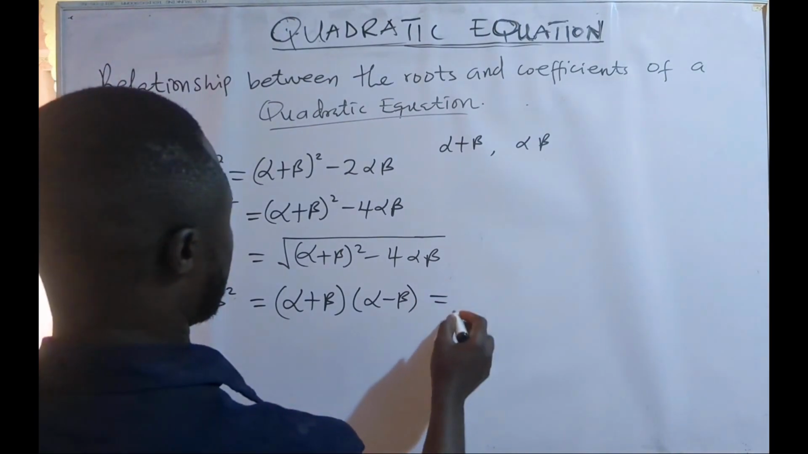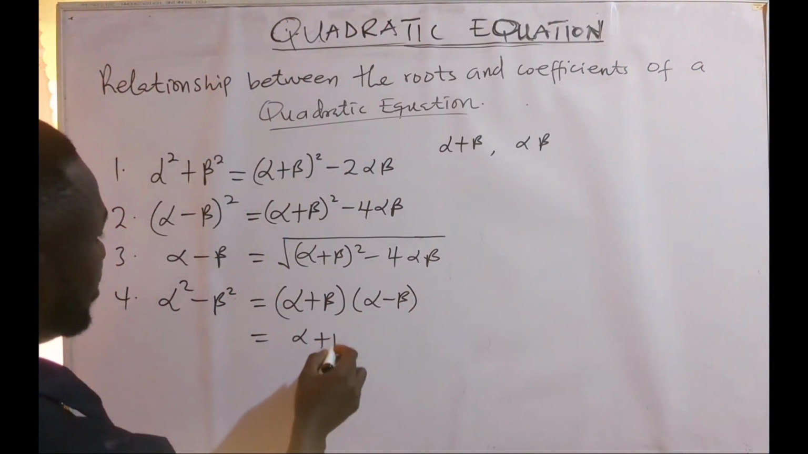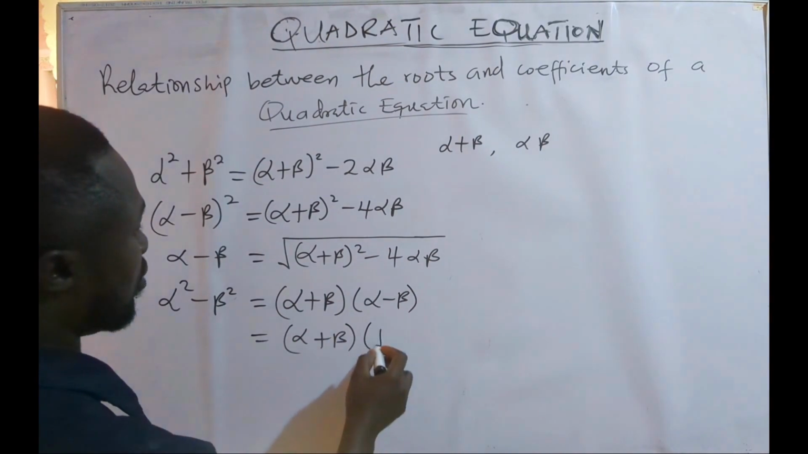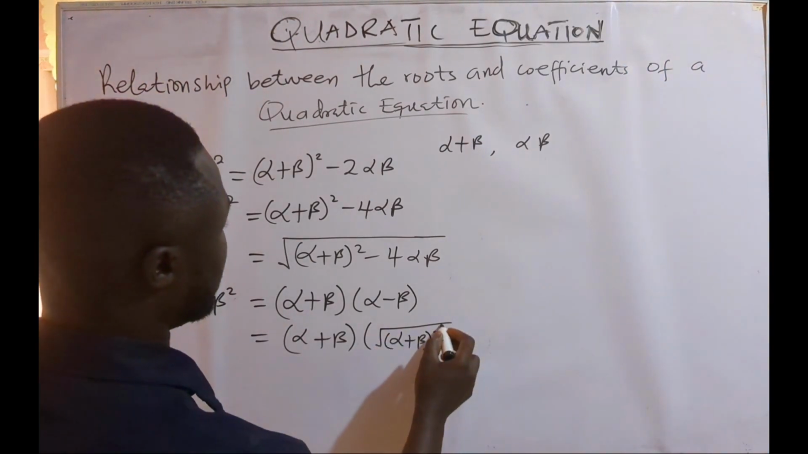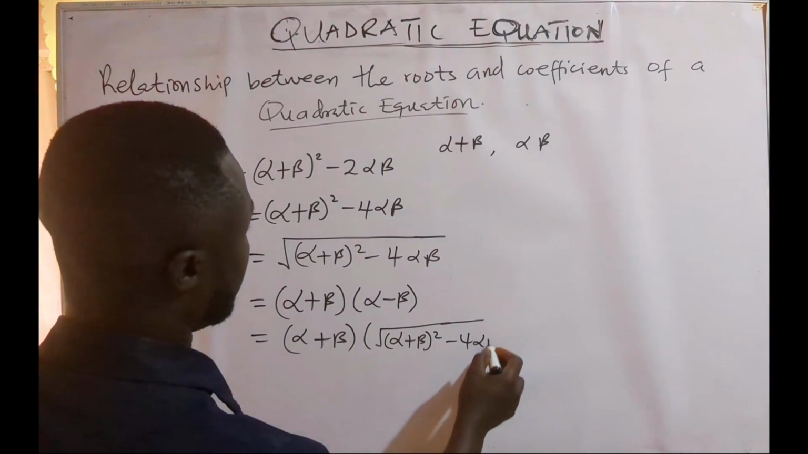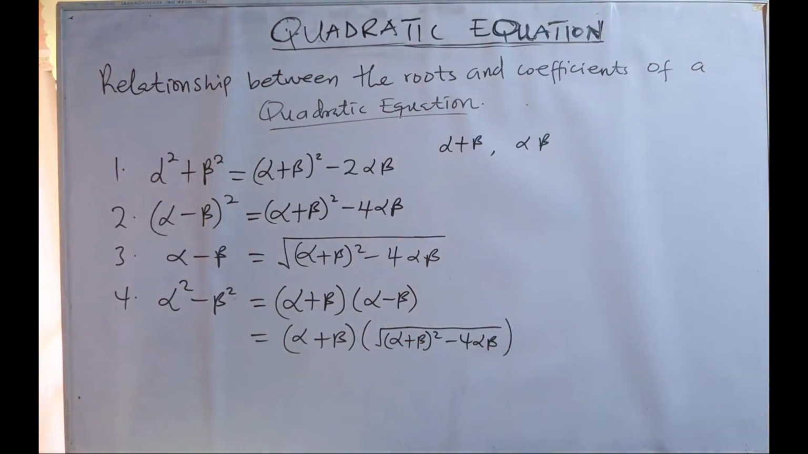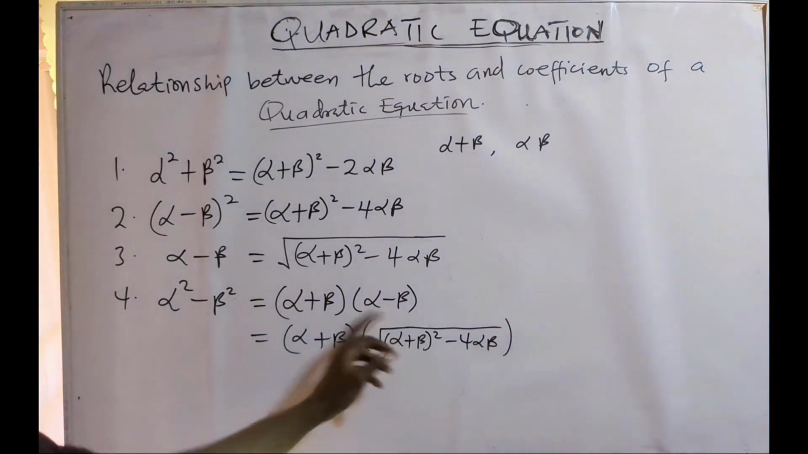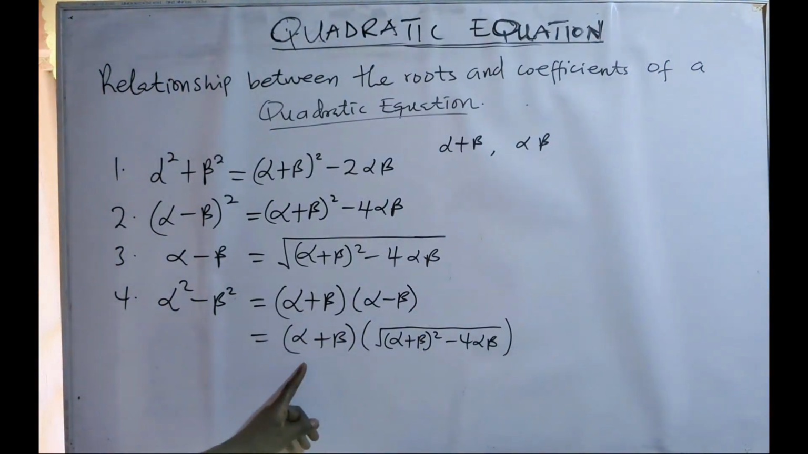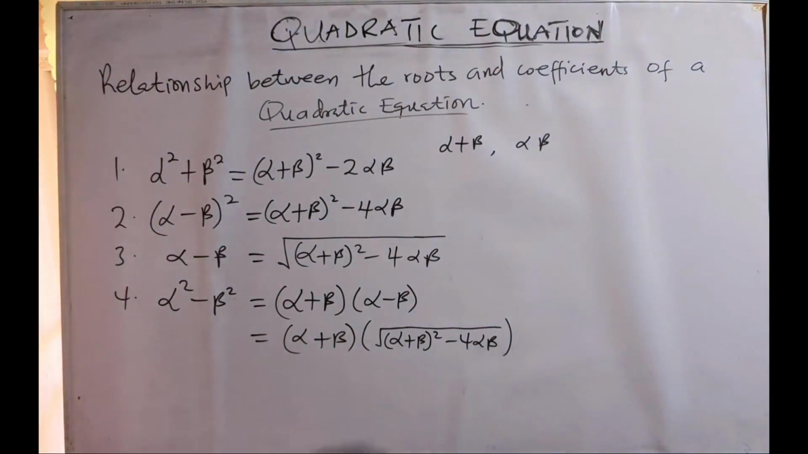So this is the same as alpha plus beta, let me bring it down here, alpha plus beta and then the square root of (alpha plus beta) all squared minus 4 alpha beta. We have alpha plus beta and then alpha minus beta, which is the difference of two squares, so that when we expand it, you get this. That will be (alpha plus beta) multiplying the square root of (alpha plus beta) all squared minus 4 alpha beta. So this is what we have. I believe that is okay.